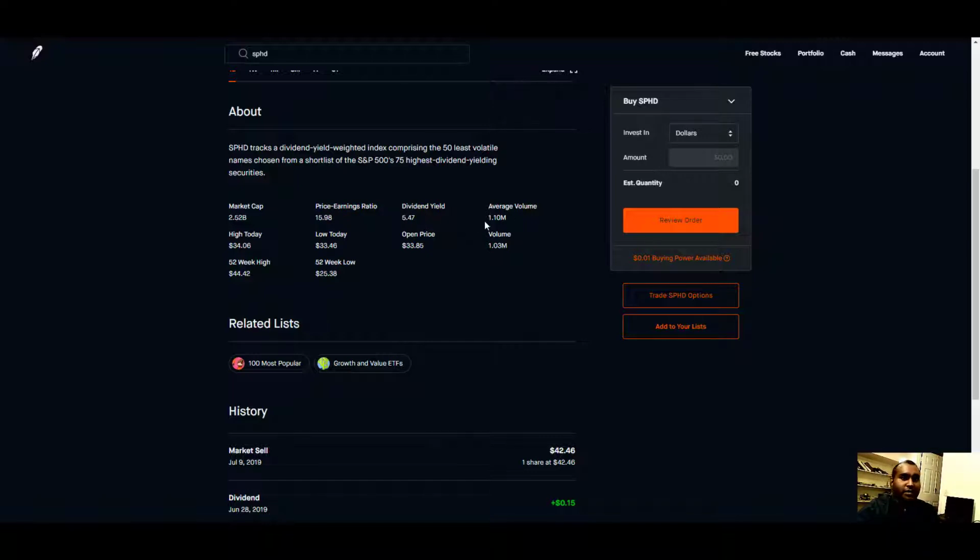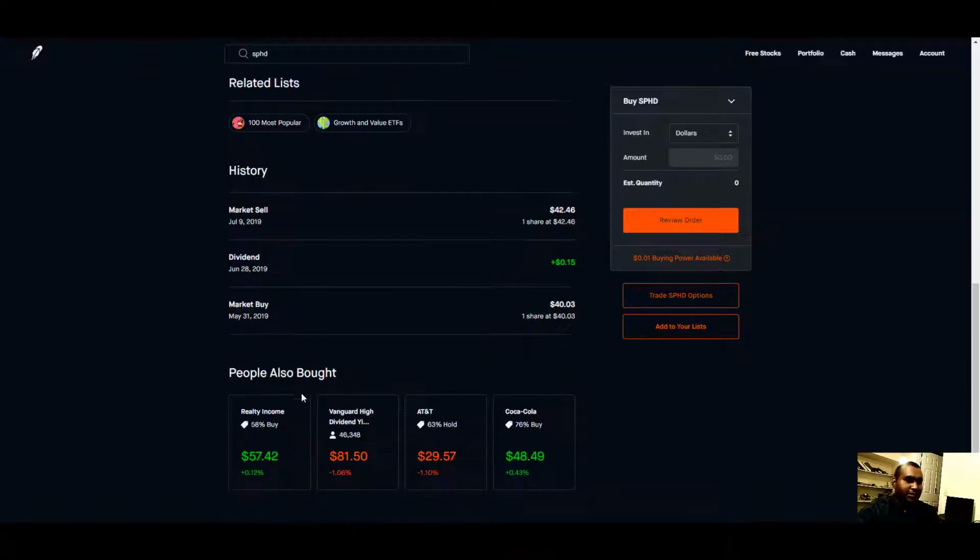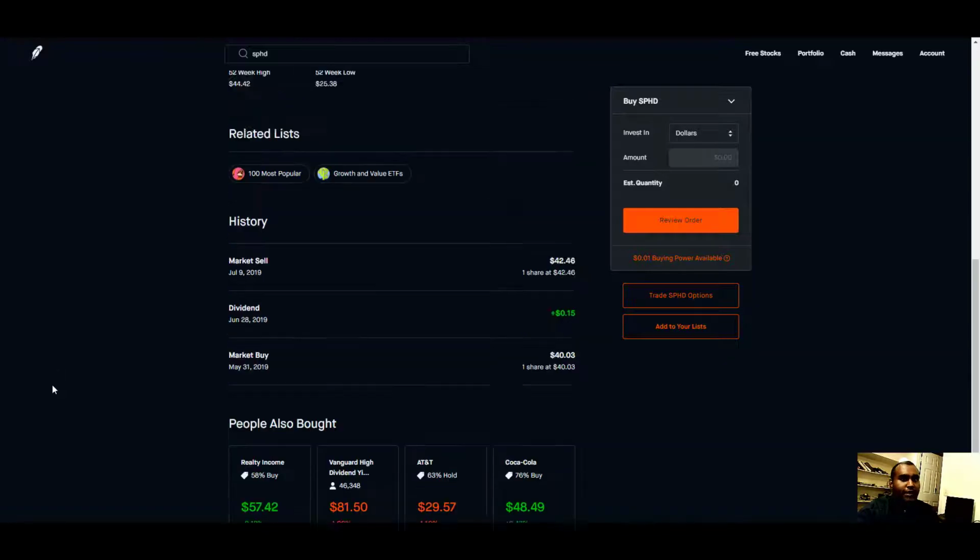On average, about 1 million shares trade in a day, and there's about $2.52 billion in assets under this ETF. That's how much money this fund has. In history, I received a 15-cent dividend, back on June 28, 2019, so 1 year and 1 month ago. I owned it, and I sold it a long time ago because I don't know what I was doing at that time. I was still learning a lot of stuff, just trying to figure things out.